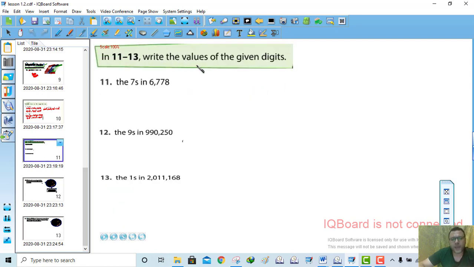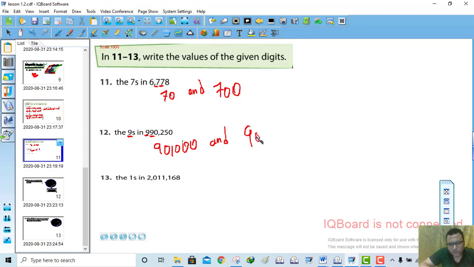Here we have to write the values of the given digits. Sevens in 6,778. Here 7 and here 7, the first 7 in tens place, so 70, and the other one is 700. The nines, here we have two nines, one of them in the 10,000 and the other 100,000, so this 9 has 1 2 3 4 zeros, 90,000, because it's in 10,000, and the other one in 100,000, so it's 900,000.